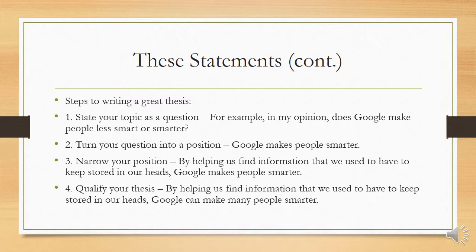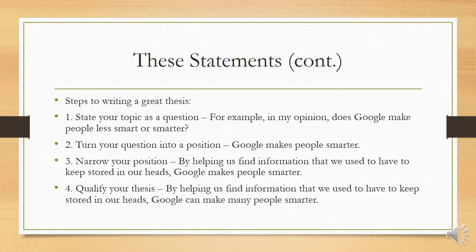That way, it's not every single person, it's just some people. So again, you don't have to do this every time. It depends on what your thesis is. But if your thesis is too sweeping, too broad, too general, you can't really prove it in a paper. By qualifying it, you might be able to narrow the focus enough to make it provable in a paper.